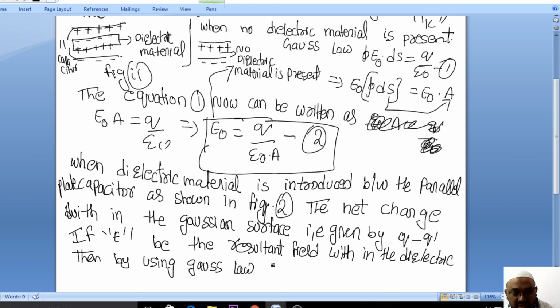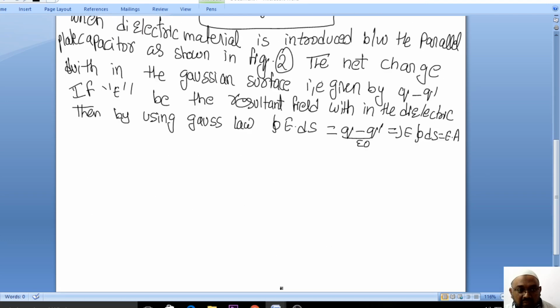So what we'll write here: the Gauss law says the integration of E into ds is equal to the total net charge, which is q minus q dash. You should be aware of this. Now the charge will become not only q dash but q minus q dash. So I can write the integration of E, just take out ds, which is nothing but E into A, as you already know.